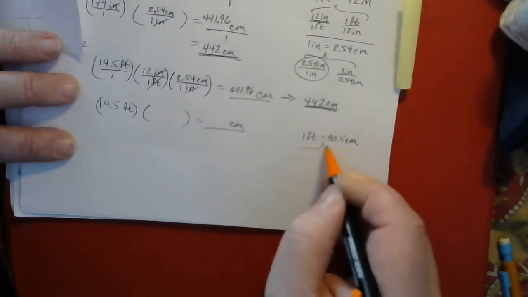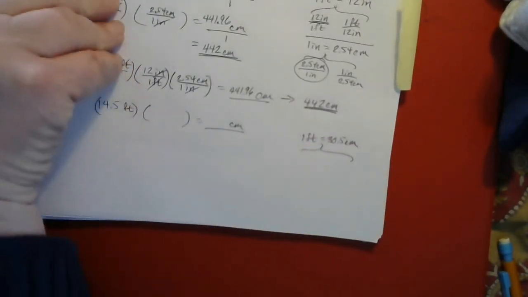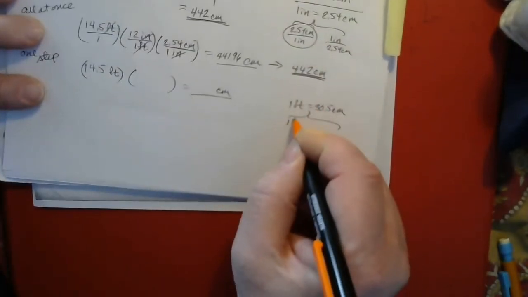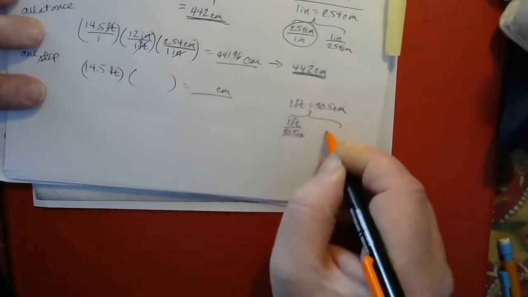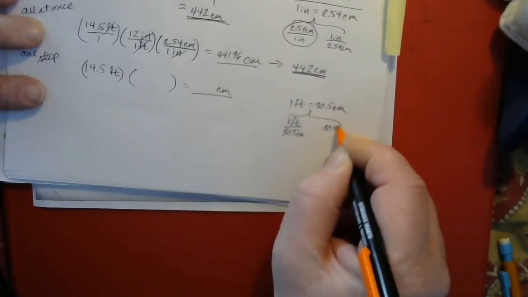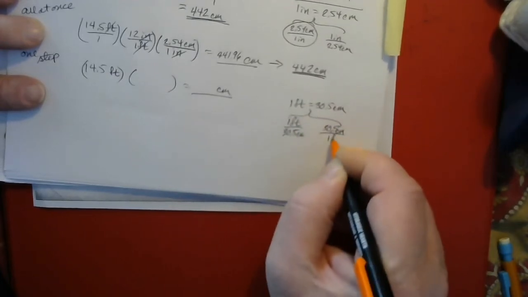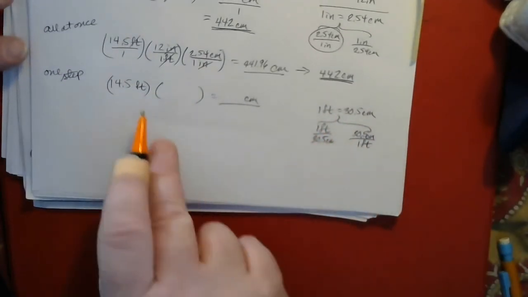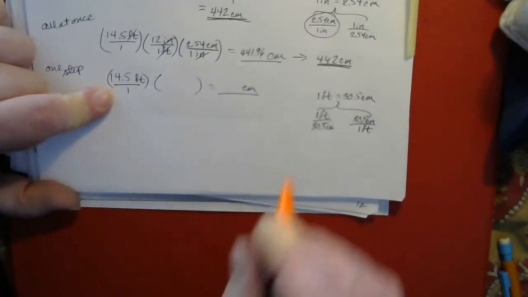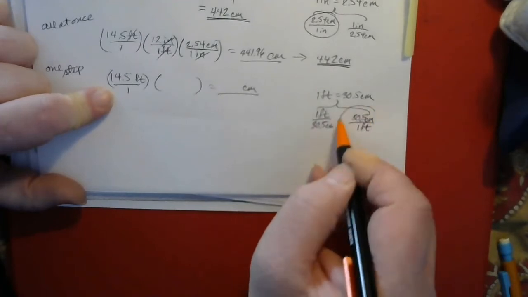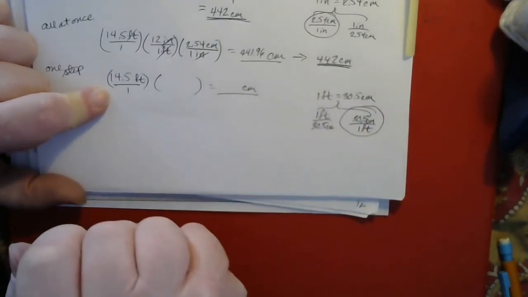We can use that, and we can do it in one step. So your conversion factor is going to be either 1 foot over 30.5 centimeters or 30.5 centimeters over 1 foot. We've got feet, which is effectively in the numerator, and we want feet to cancel out. So we want feet to be in the denominator of the conversion factor, which means we're going to be using the second one.